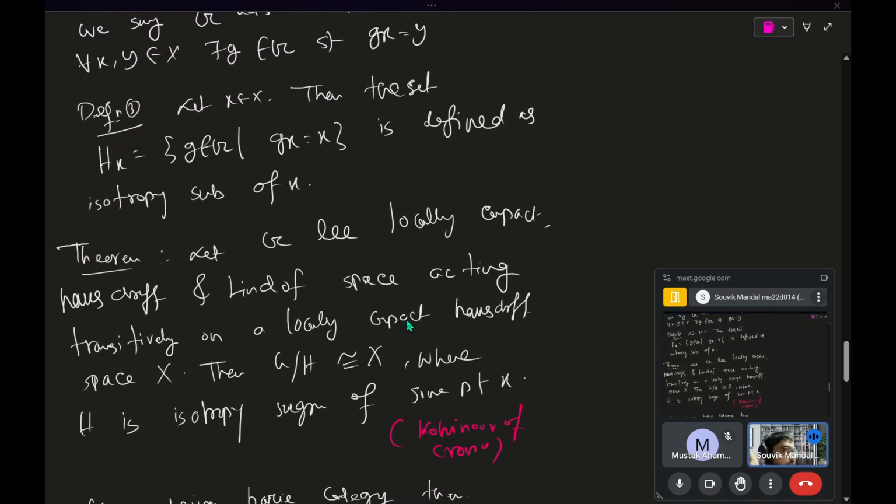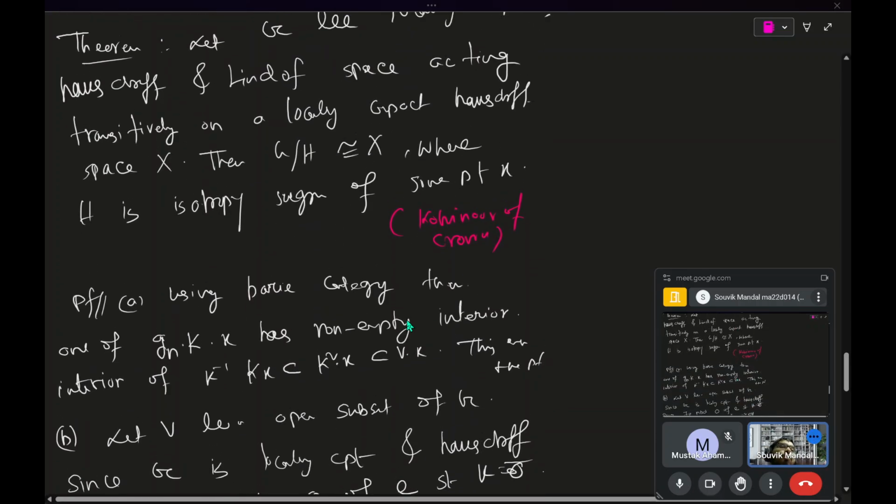Let x belong to X. The isotropy subgroup G_x means all those g in G which fix x. Okay, the isotropy subgroup. Now the theorem is the following.